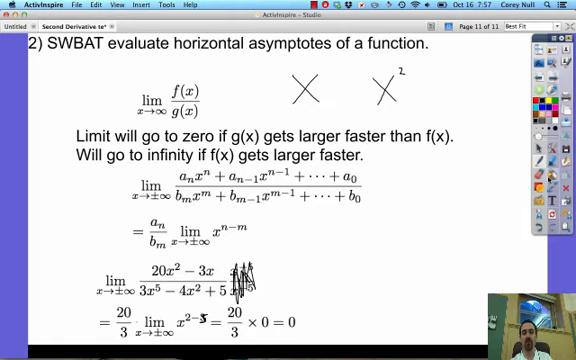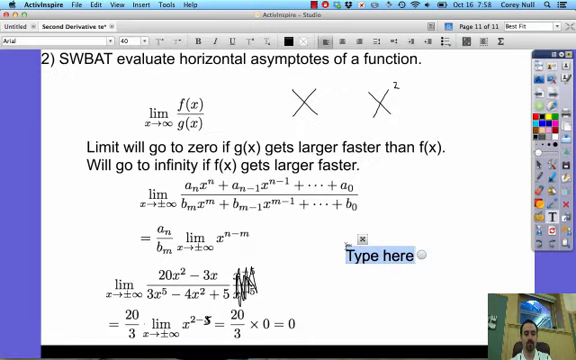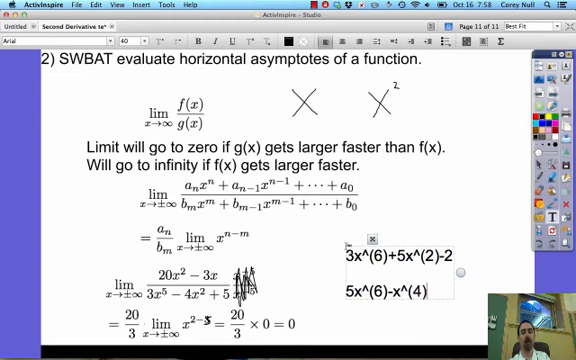Now one thing I want you to notice about this that's interesting is if n and m are the same power, where does this go? So if my top function is something like 3x to the 6th plus 5x squared minus 2, and my bottom, my denominator, is 5x to the 6th minus x to the 4th, where does this one go? If this is my numerator and this is my denominator.